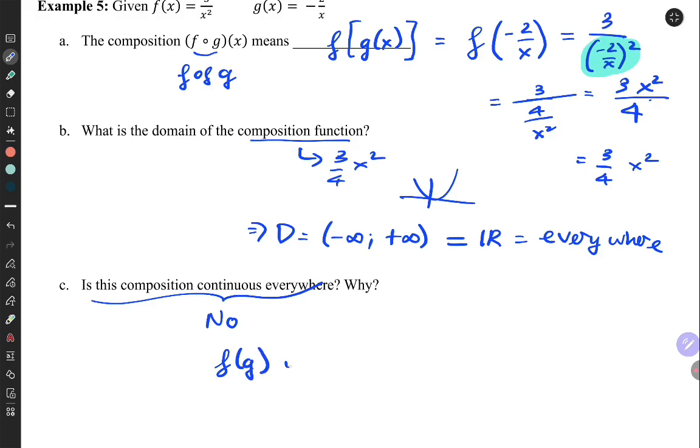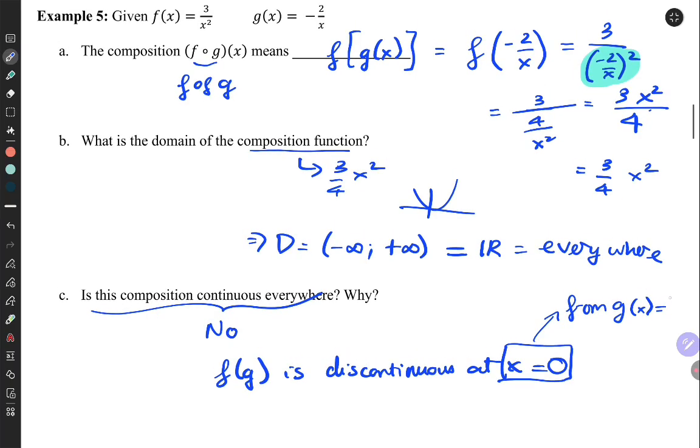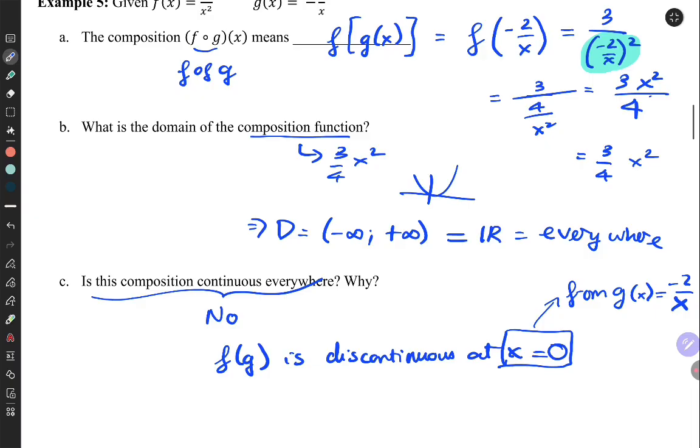F of g is discontinuous. Even though this one equals x squared, a parabola, that 0 comes from this. So basically you're dealing with a regular function, but you have to be a little bit more analytic, a bit more sensitive with the composite function, okay?